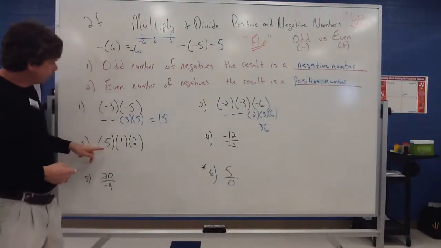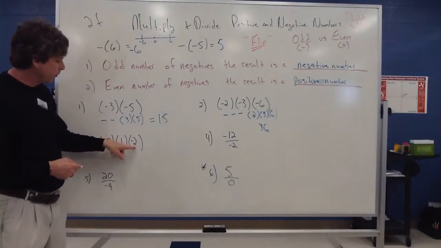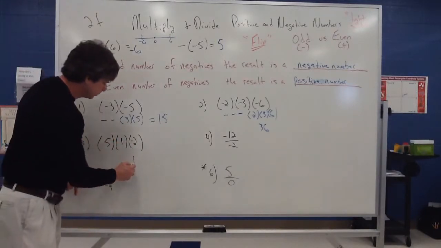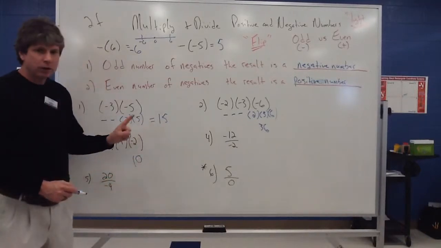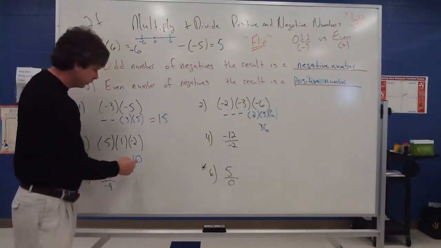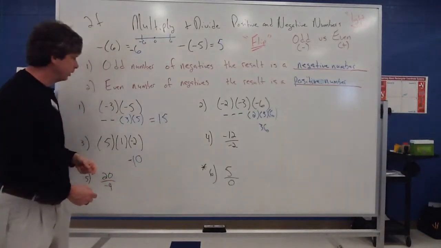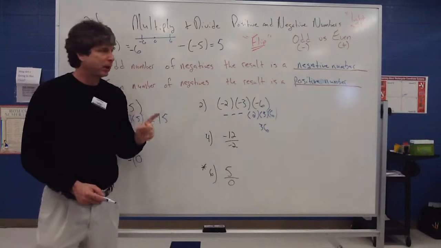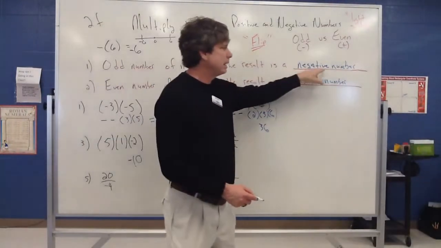So if I look at this problem here, what I should see is 5 times 1 times 2. 5 times 1 is 5, times 2 is 10. Then if I look through there, notice that there's only 1 negative. Since there's only 1 negative, that's just going to flip it to a negative. So it's going to make that a negative 10. Since there was an odd number of negatives, since there's only 1 negative, that result will be a negative number.